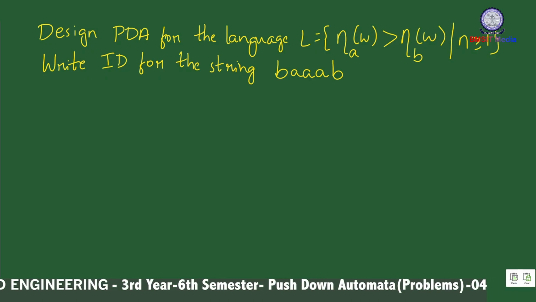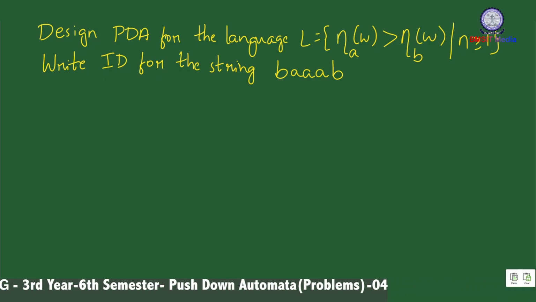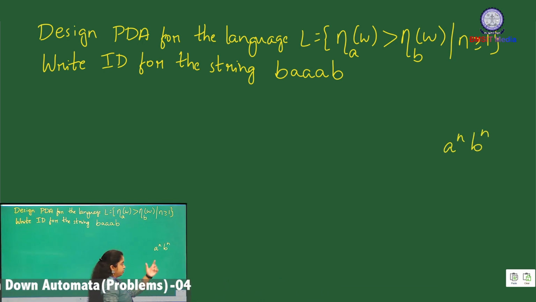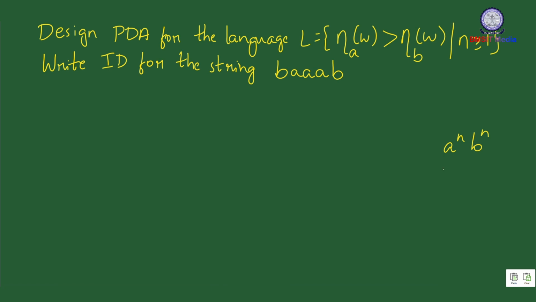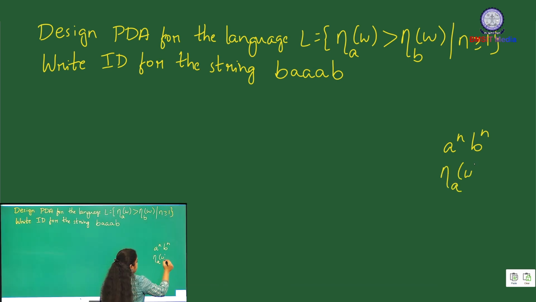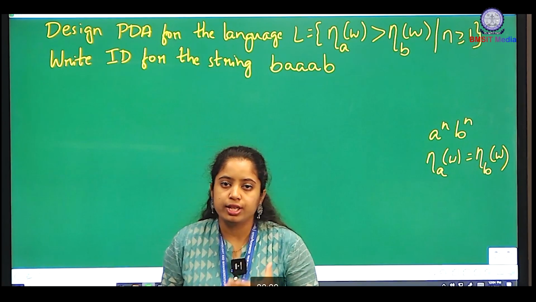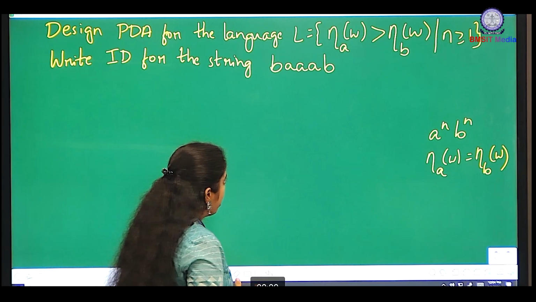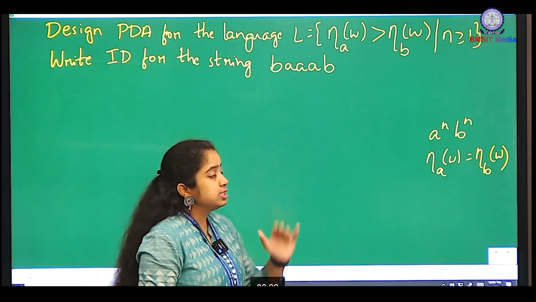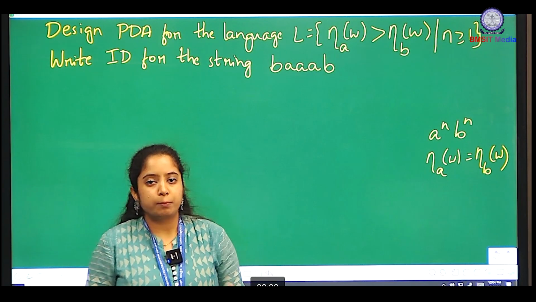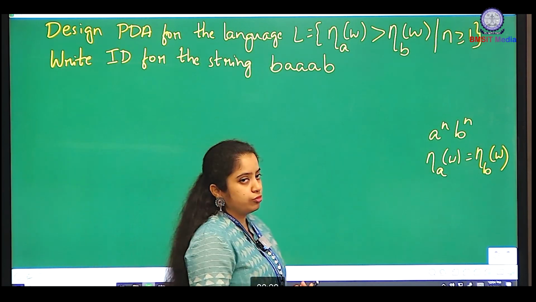In the previous examples we saw that the number of A's should be equal to the number of B's, A power n, B power n, or else in any order the number of A in the string should be equal to the number of B in the string. So we saw equal numbers of A's and B's, but now this question says the number of A in the string should be greater than the number of B in the string. So what do you do for that?